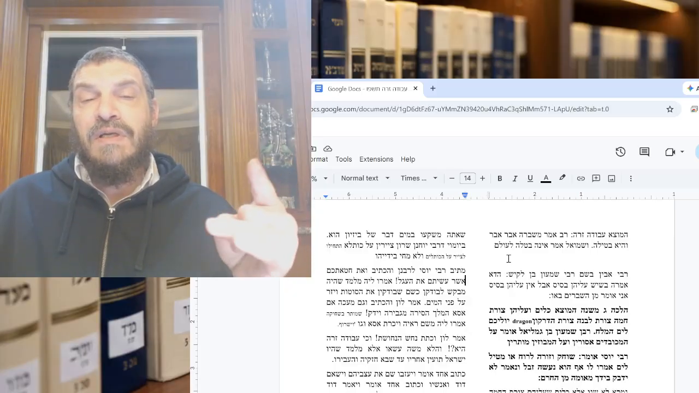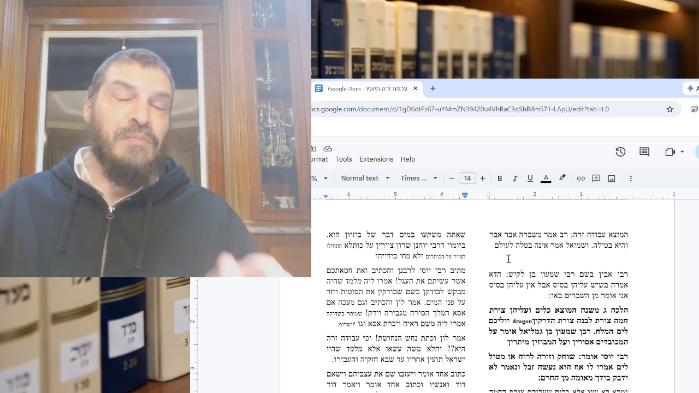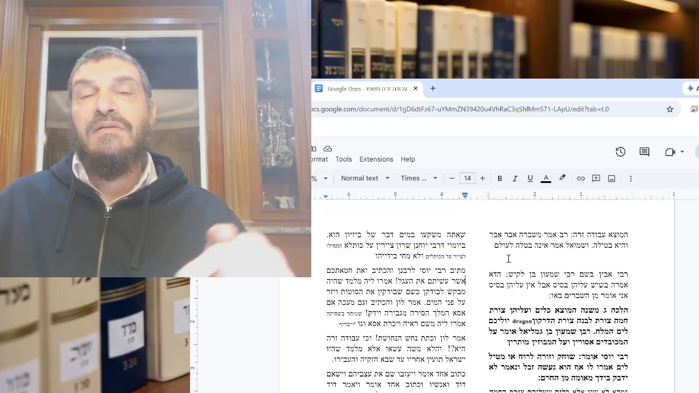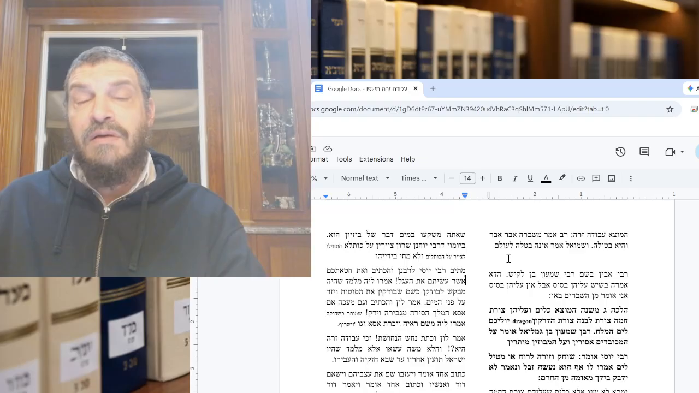It says in the pasuk, he burned it. It wasn't enough grinding it. He had to grind it and then burn it, so that nobody should have any hana'ah from it.